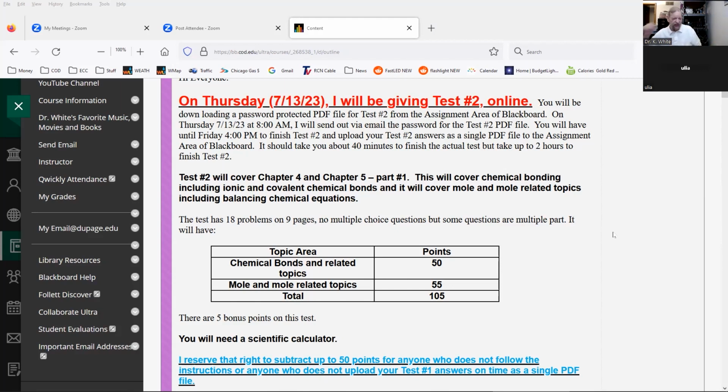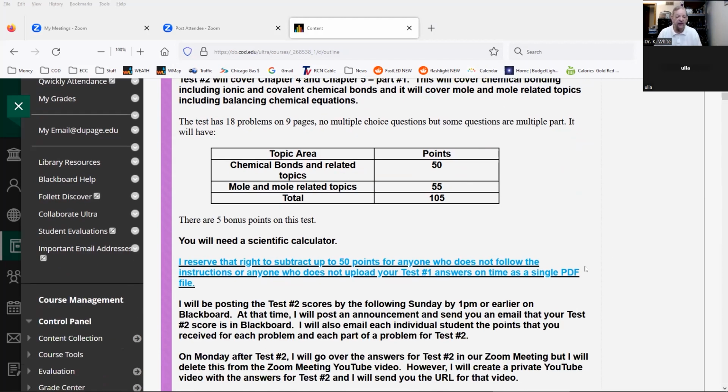Now, test number 2 has 18 problems on 9 pages. There are no multiple choice, but some of the questions have multiple parts, like part A, B, C, and so on. For the topic area, it will have 50 points on chemical bonds and related topics, like Lewis structures for both elements and molecules, and ionic and covalent bonds. And it will have 55 points for mole and mole-related topics.